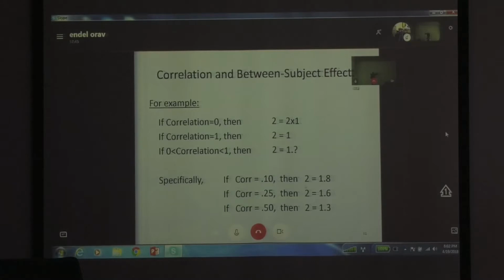If the correlation is low, getting your blood pressure twice is like 1.8 independent measurements. If the correlation is higher, 2 blood pressures from the same person are worth 1.6 independent measurements. If the correlation is 0.5, 2 measurements are worth 1.3. So the higher the correlation, the less new information I gain. And if I go to 3 measurements or 4 measurements, again, the gain becomes more and more marginal.